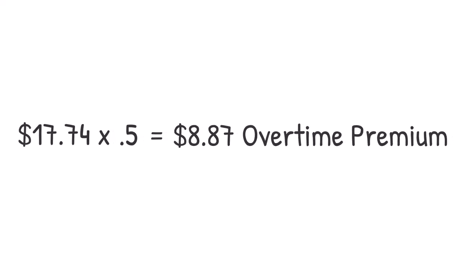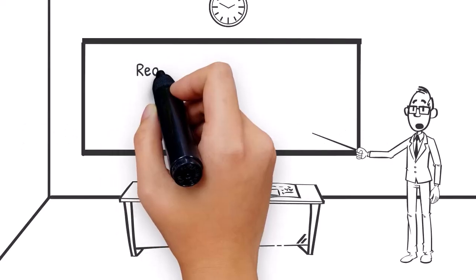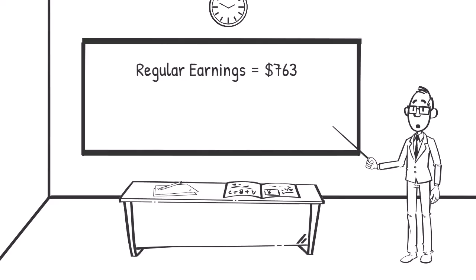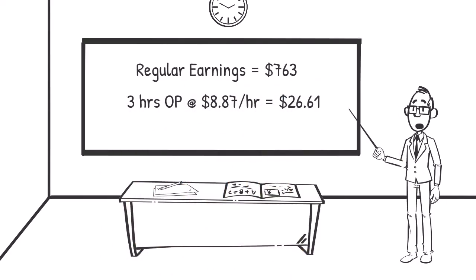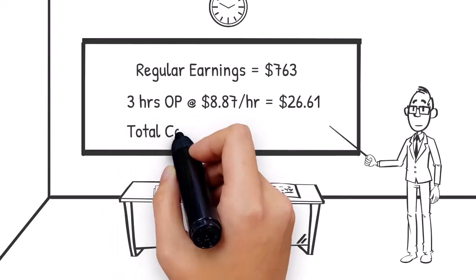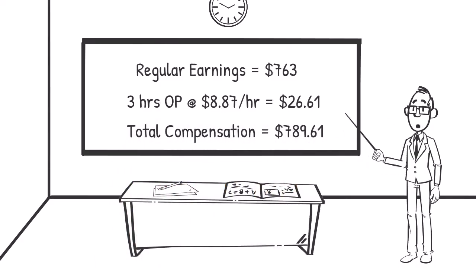So, the employee's regular earnings are $763. For the 3 hours of overtime, the employee receives an additional overtime premium of $8.87 per hour, which equals $26.61. Their total compensation for the week is $789.61.